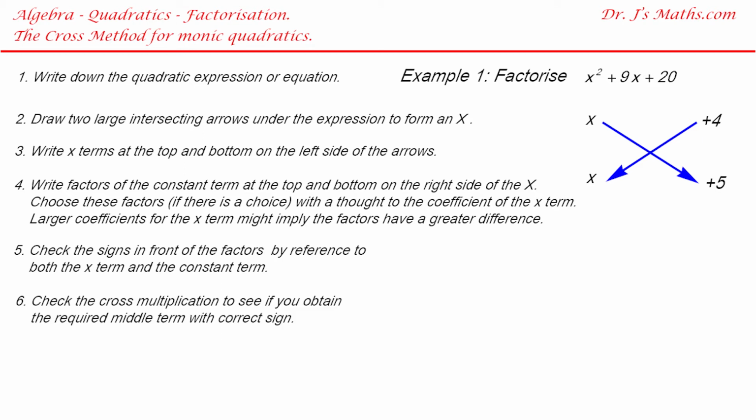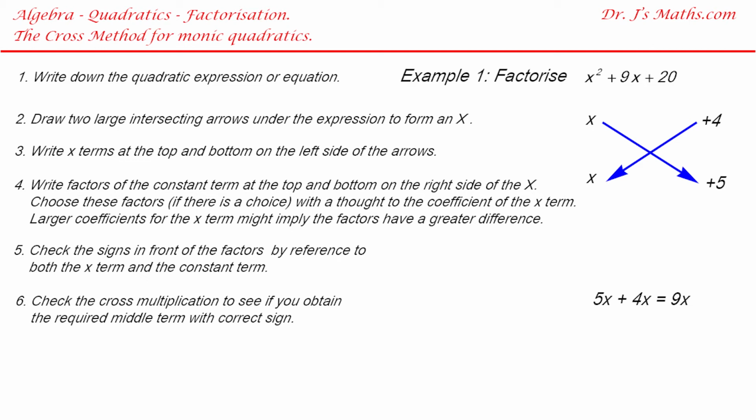Step 6, check the cross multiplication to see if you obtain the required middle term with the correct sign. It's like going on a slippery dip. So we're going to multiply x by 5, which gives us 5x, and then we're going to multiply 4 by x, which is plus 4x, and we can see that plus 5x plus 4x is equal to 9x, which is what we want.